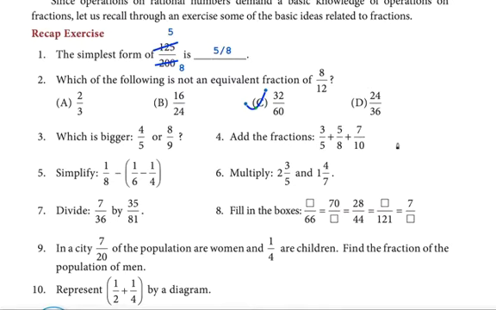Add the fractions. Yeah, that you can do. How to add? You must convert them into proper order. What is the proper order? All denominators must be the same. Then only you can simply add the numerators, right? So how to make all the denominators the same?